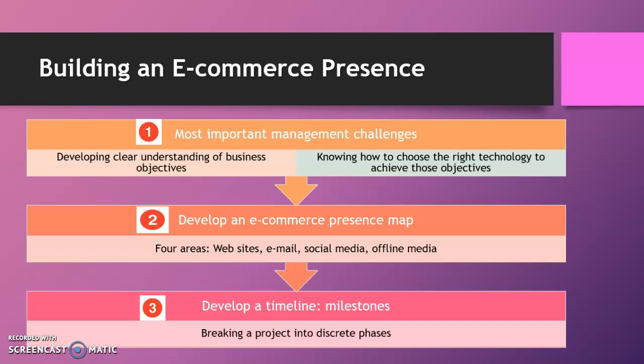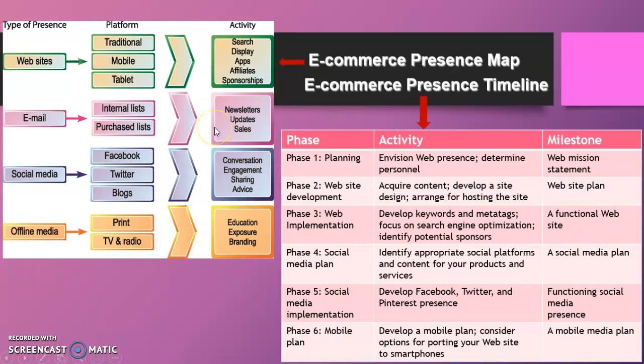Other than challenges, you have to do the mapping. In the mapping, you have 4 areas: website, email, social media, and offline media. So you have to do some mapping. And number 3, you have to come up with the timeline, or we call it the milestone. After you do the mapping, you have to break the project into discrete phases, so which phase has to be completed within the timeline. So this is the e-commerce presence map and timeline.